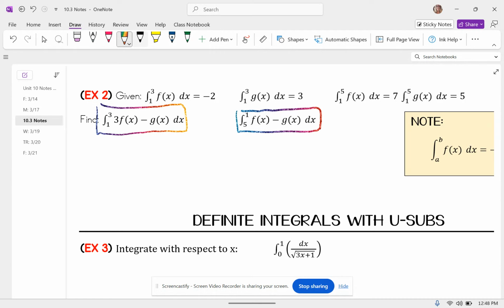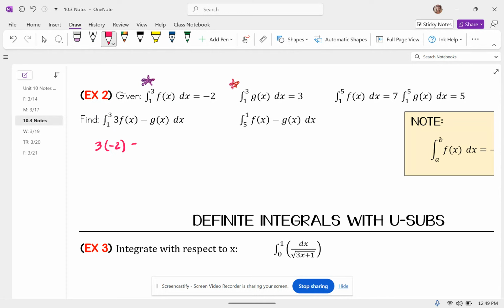So let's look at which clues match the bounds that we have been given. This clue matches the bounds from 1 to 3. And this clue matches the bounds from 1 to 3. These do not match, so we're not going to be looking at those for this question, okay? We are now zooming in on these. So when I integrate f of x, I get an answer of negative 2. What's 3 times that? Negative 6. This isn't bad. Minus, and then when I integrate g of x from 1 to 3, what is that worth? 3. Okay.